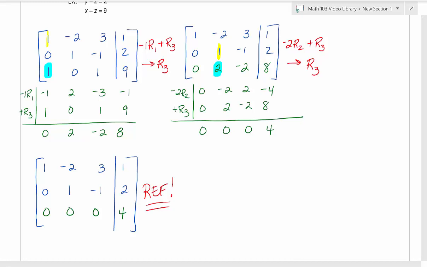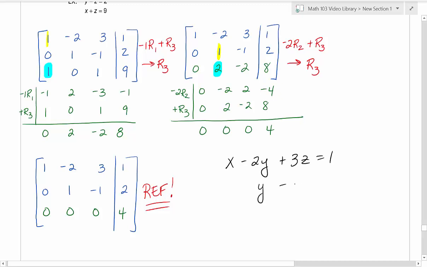That means that we're ready to rewrite our equations and back substitute to solve. The first equation is x minus 2y plus 3z equals 1. Our next equation is y minus z equals 2. But this third row looks kind of weird. Remember that all those zeros mean 0x plus 0y plus 0z. If I add all those zeros together, I get 0 on the left side of this equation, and it's going to be equal to 4.